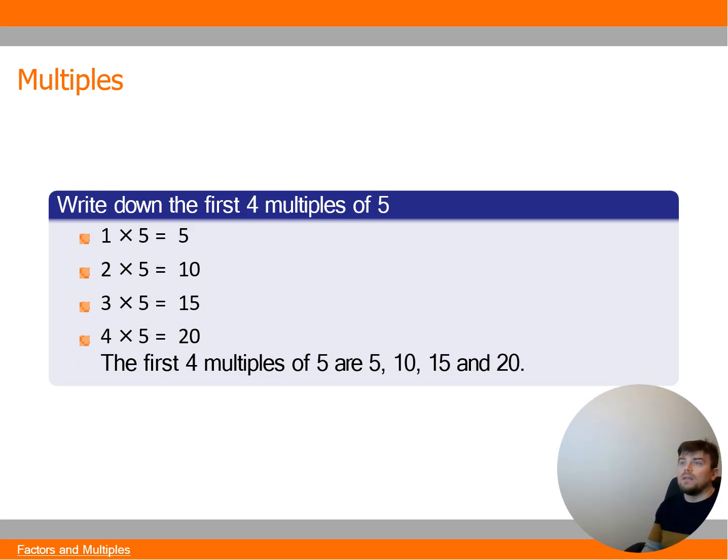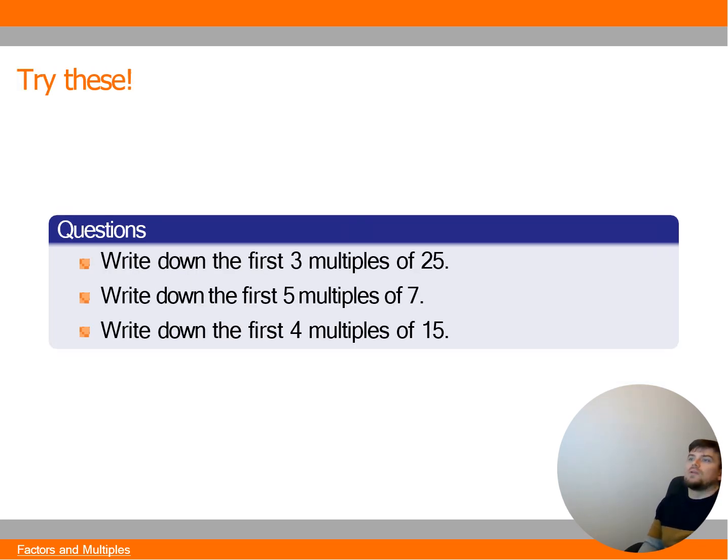Again, we look at the multiples. First 4 multiples of 5. We have 5, 10, 15, 20. 5 times 1 is 5. 2 times 5 is 10. 3 times 5 is 15. If it's taking you a long time to do those calculations, please do reach out. So here we're going to do a couple of questions. Also, do complete the small quiz at the end of the video.